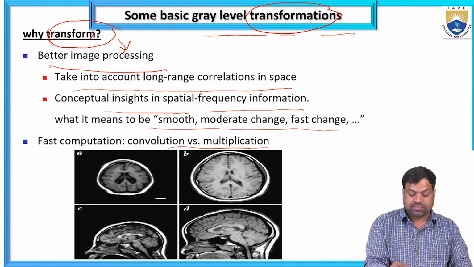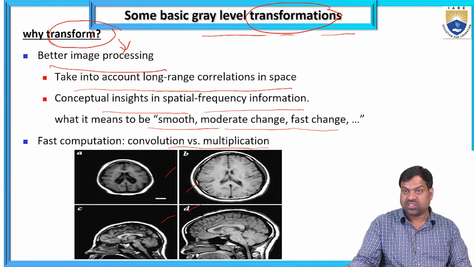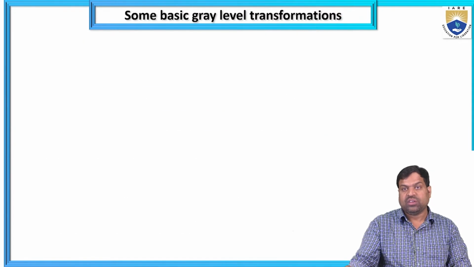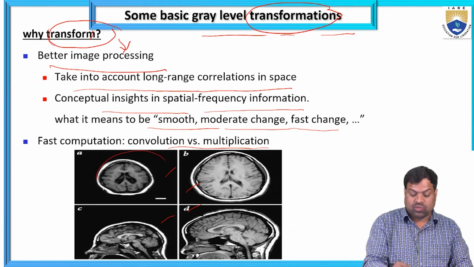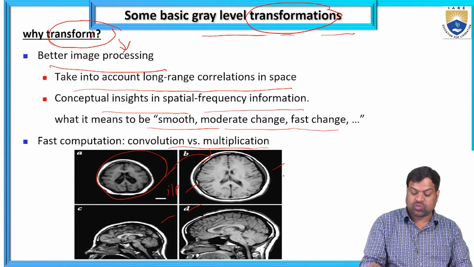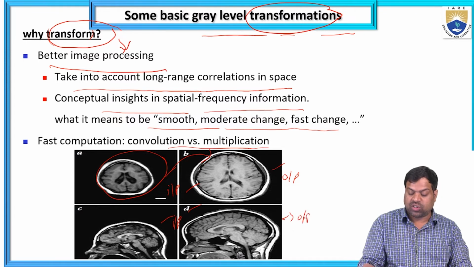So here there are so many images, A, B, C, D. It is the original image. After the transformation, the image looks like this. It is the original input image, and this is the transformation output image.